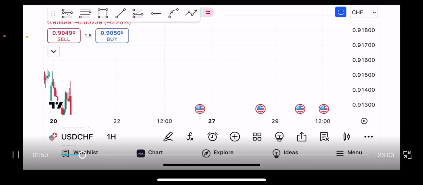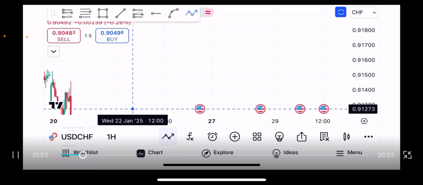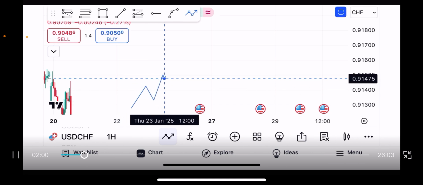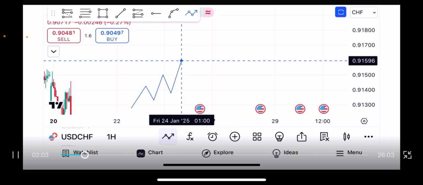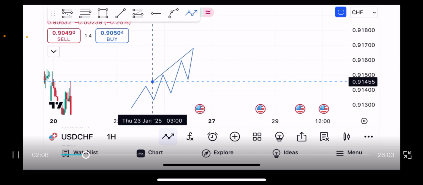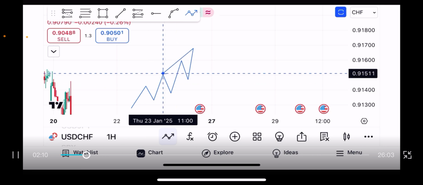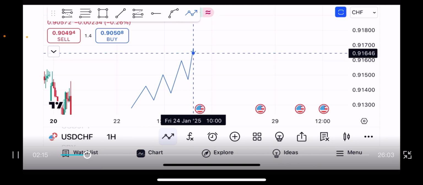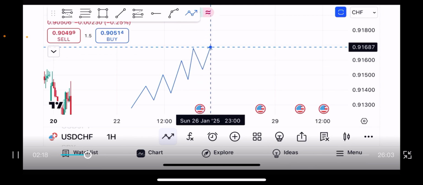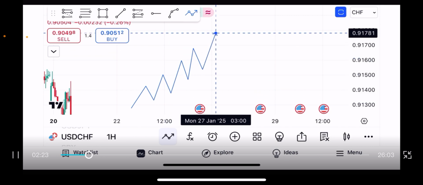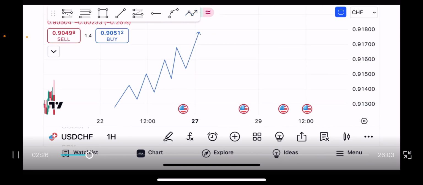I know you're already familiar with what market structure is. When the market is moving in this manner, creating higher highs and higher lows, this is what we call an uptrend. And why is it an uptrend? Because it keeps creating highs, and this high is higher than this high, this high is higher than this high, and it's creating higher lows because this low is higher than this low, higher than this low, higher than this low. So this is what we call an uptrend in the market.